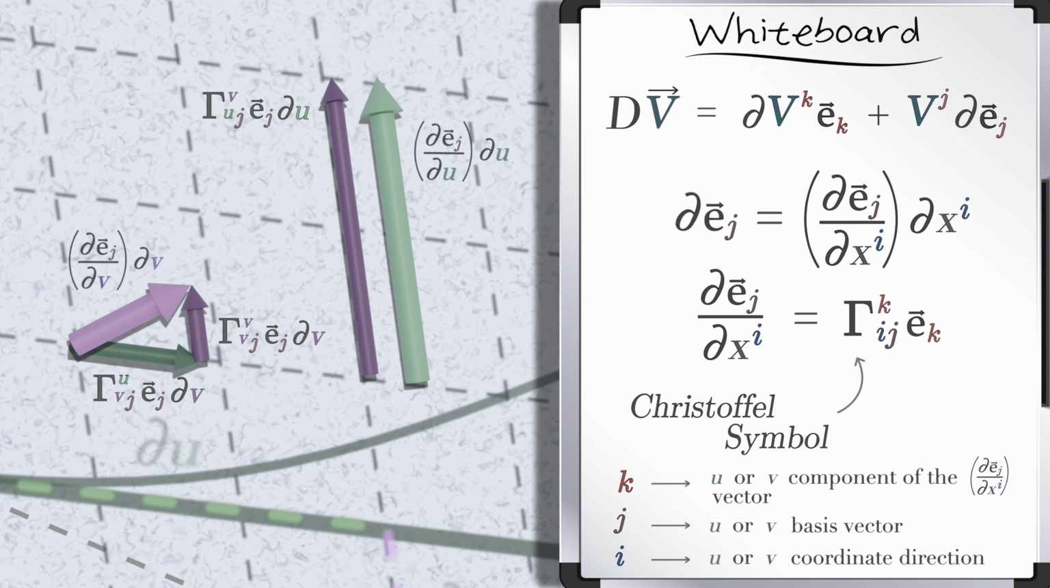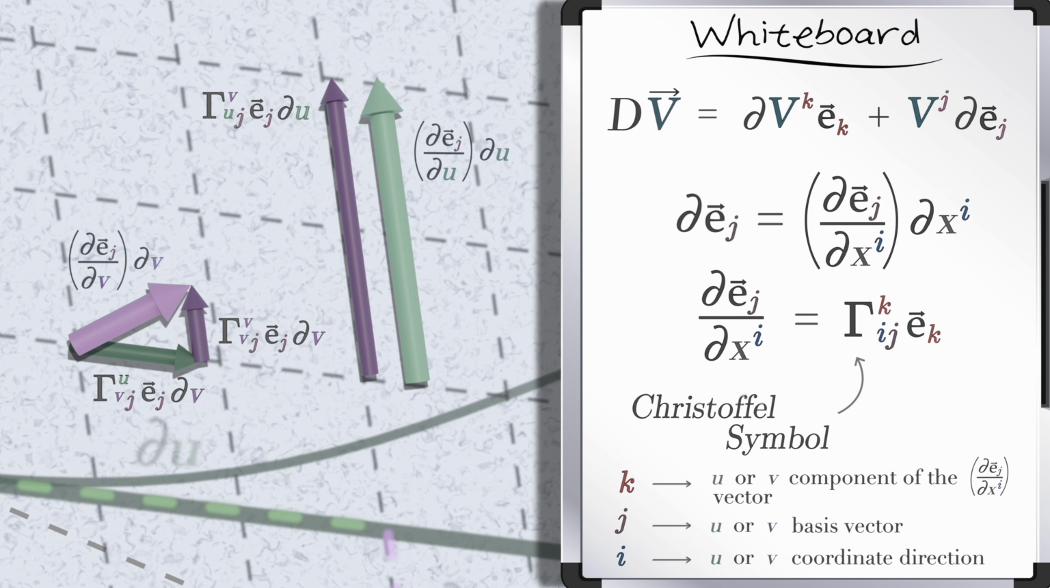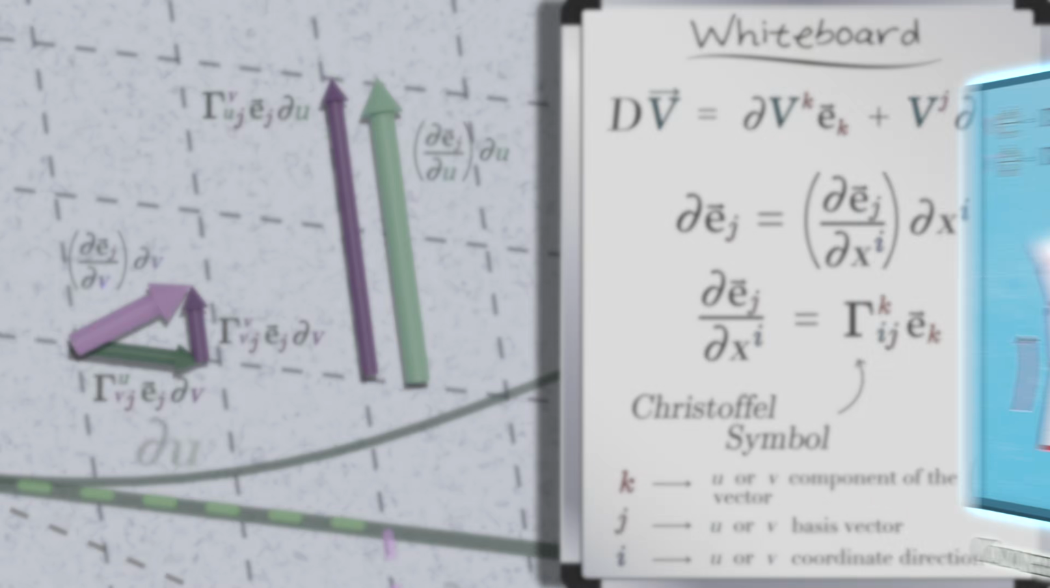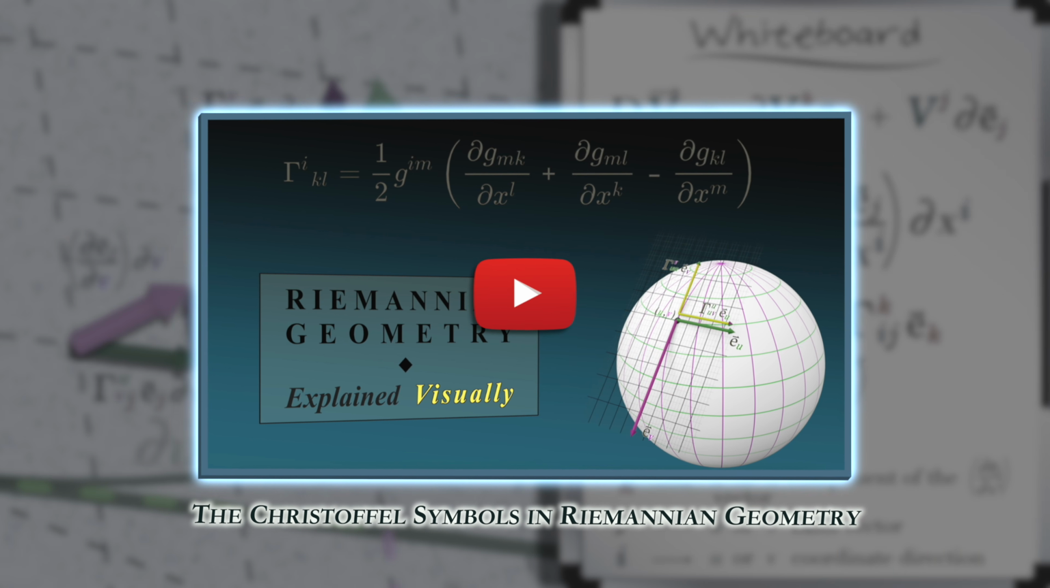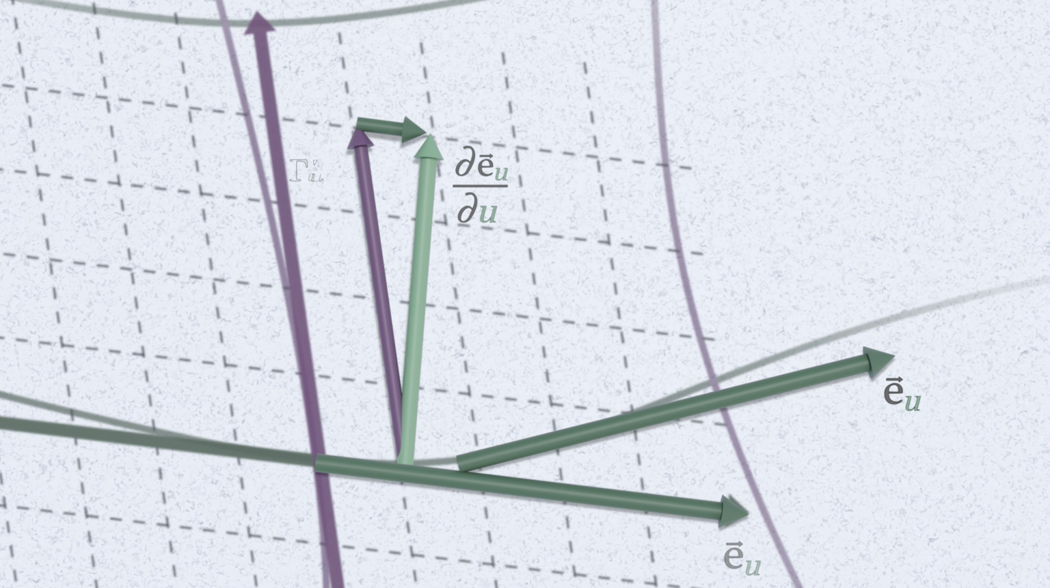If you'd like a deeper dive into the concept of the Christoffel symbols or how to calculate them, we have a number of videos in our Differential Geometry playlist which tackle those subjects. But essentially, the Christoffel symbols act as little signposts across the manifold, telling you how the coordinate curves are changing there.